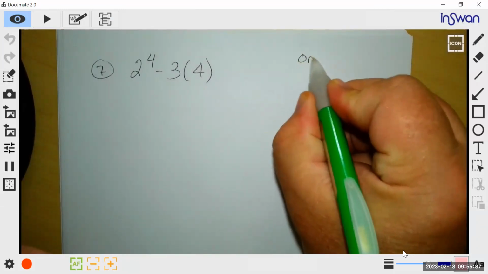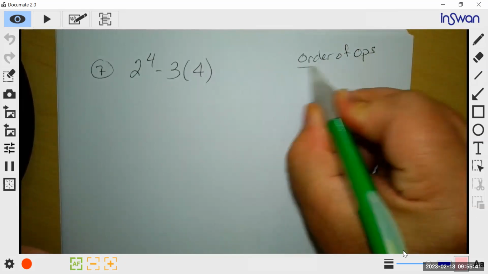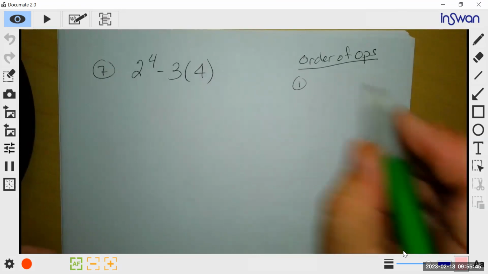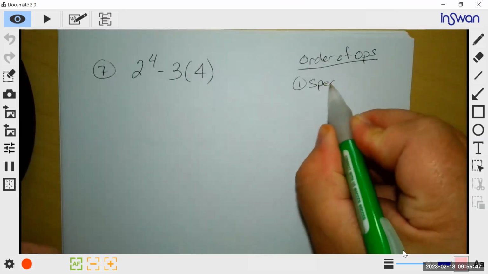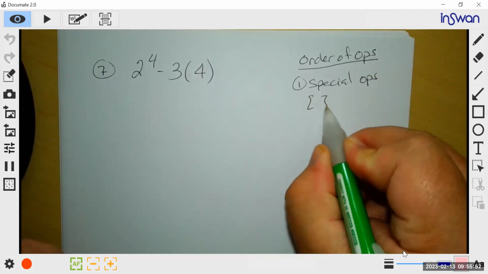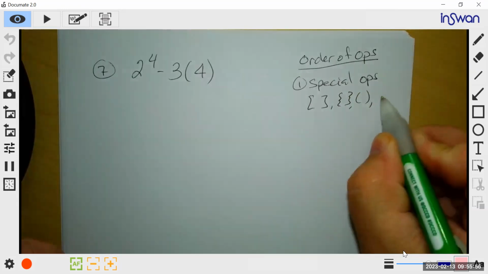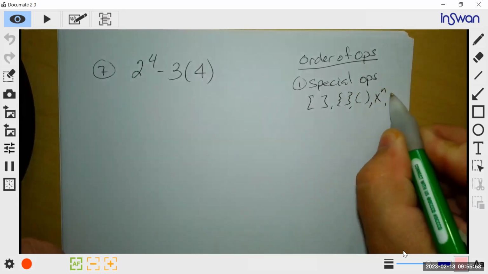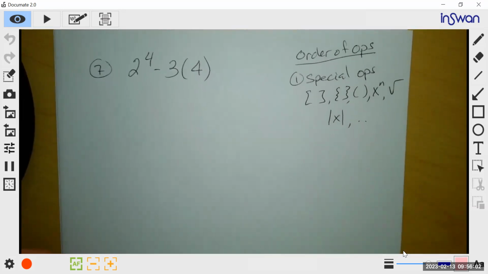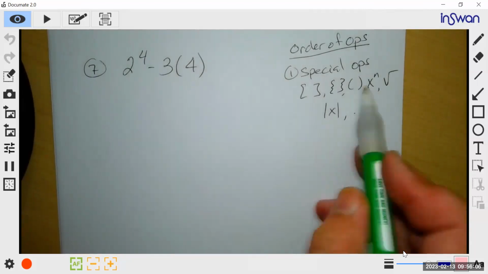Okay. Order of operations. What's the first thing you do in order of operations? Special operations: brackets, parentheses, exponents, square roots, absolute values, everything else. Do special things first. So are there any of these here?